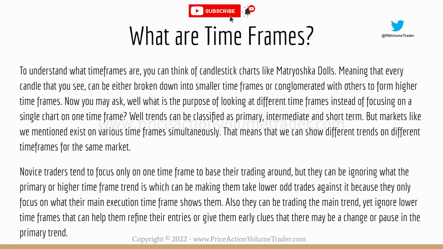Okay, so novice traders tend to focus only on one time frame to base their trading around, but they can be ignoring what the primary or higher time frame trend is, which can be making them take lower odds trades against it because they only focus on what their main execution time frame is showing them. Also, they can be trading the main trend, but then ignoring lower time frames that can help them refine entries or give them early clues that may be a change or pause in the primary trend.